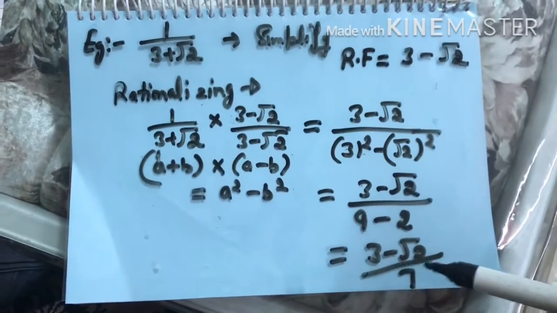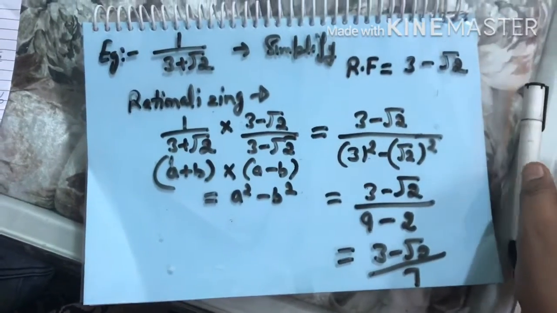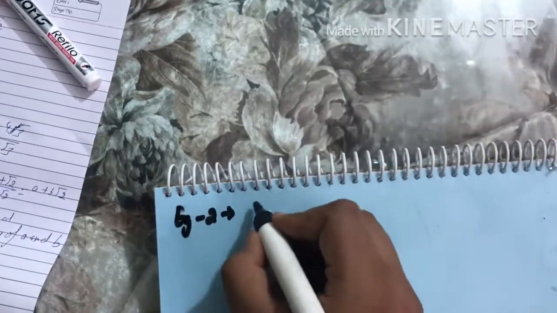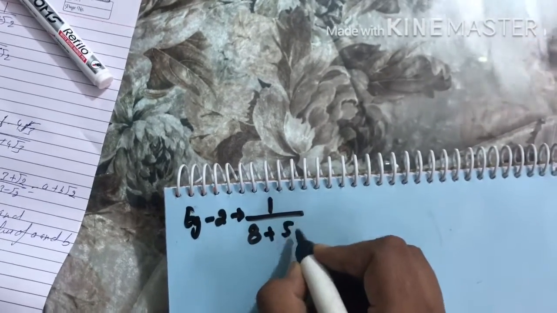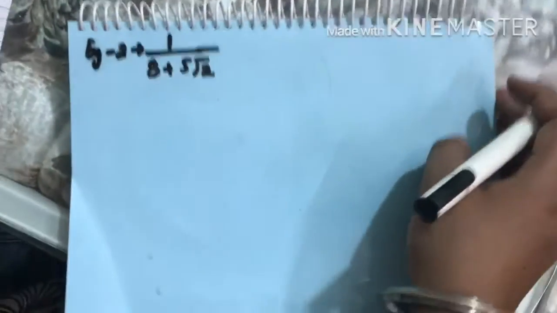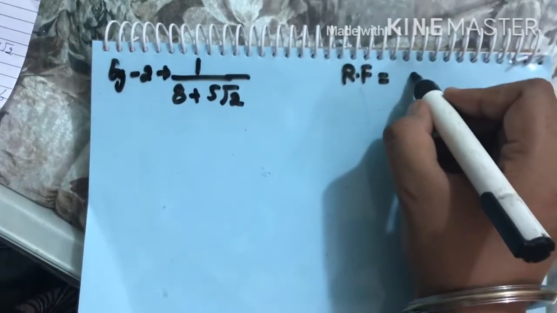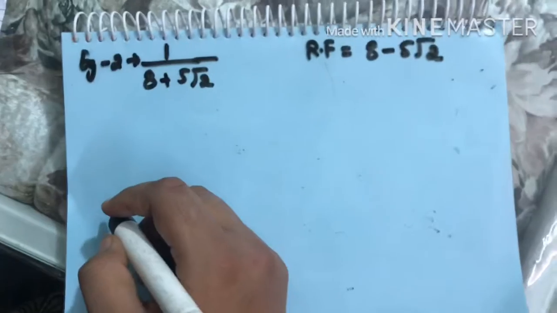So our result should become (3 minus root 2) by 7. Let's take one more example so that it can be more clear to you. Let's take example number 2. Basically what it says, 1 upon 8 plus 5 root 2. That is our number. So let's find the rationalizing factor. The rationalizing factor of the denominator becomes 8 minus 5 root 2.